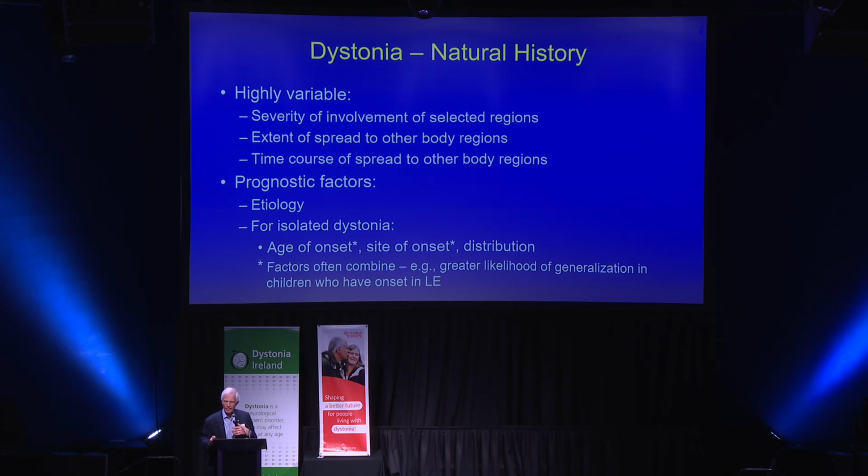In somebody who presents with cervical dystonia as a late adult, you can also tell it's likely it's going to stay in that body region, and you may benefit greatly from botulinum toxin injections, for example. So the cause is very helpful. The age of onset, where it begins, and the distribution of the dystonia are all factors that combine to help us provide the appropriate or sometimes difficult prognosis.